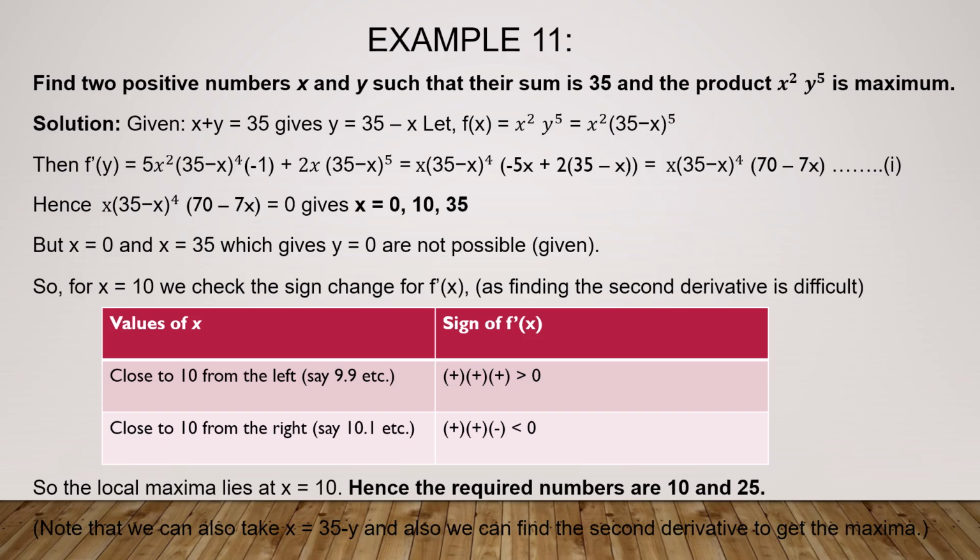Correct? Now also remember, the same example could also be done by taking x equal to 35 minus y. Same thing, here you will be getting the same answer, and that is the first condition. You will be getting the same answer if you take x equal to 35 minus y. And also, instead of using the first derivative test, if you had used the second derivative test, you could again get that this is the point of local maxima. But since it is tedious, in this example we are using the first derivative test.